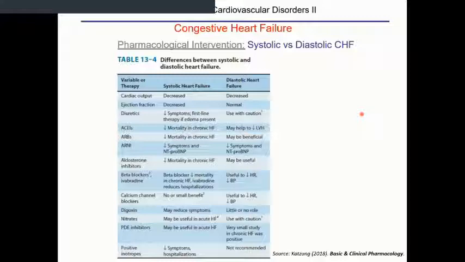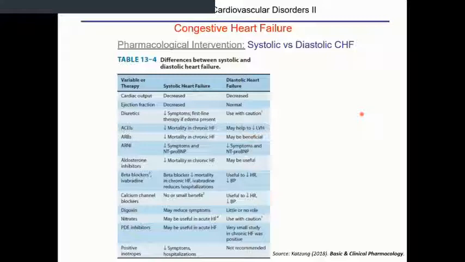Your ACE inhibitors, on the other hand, will decrease mortality in chronic heart failure if it is systolic in origin. Also, in systolic heart failure, they can lead to reduction of left ventricular hypertrophy, so they will help in the remodeling process of the heart. ARBs have been proven to decrease mortality in chronic heart failure, but they may be beneficial in diastolic heart failure. So consider that also.